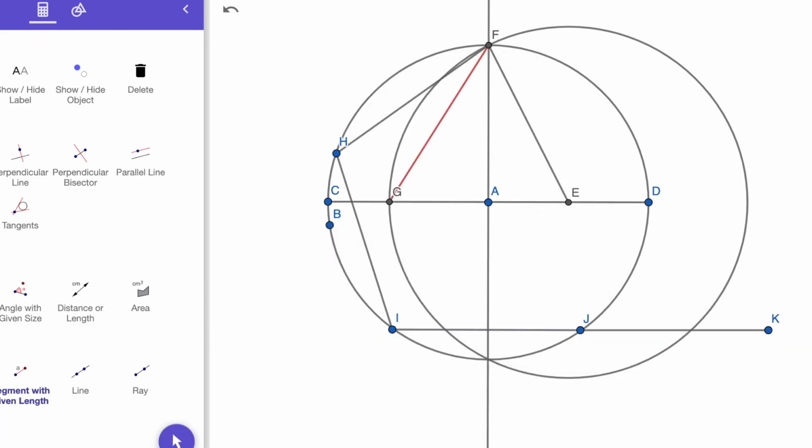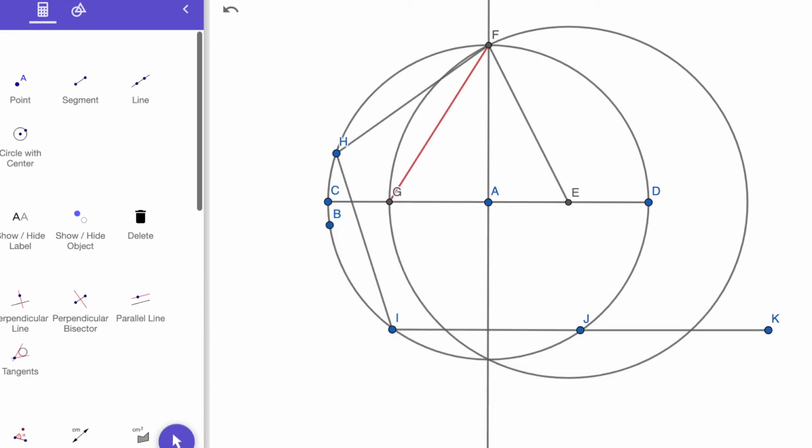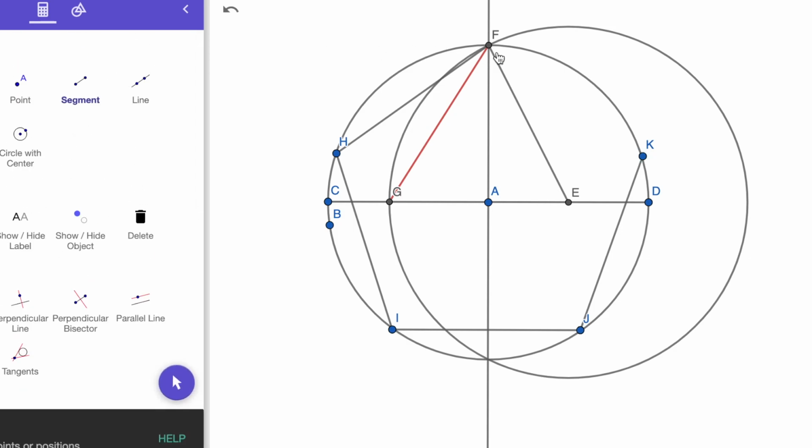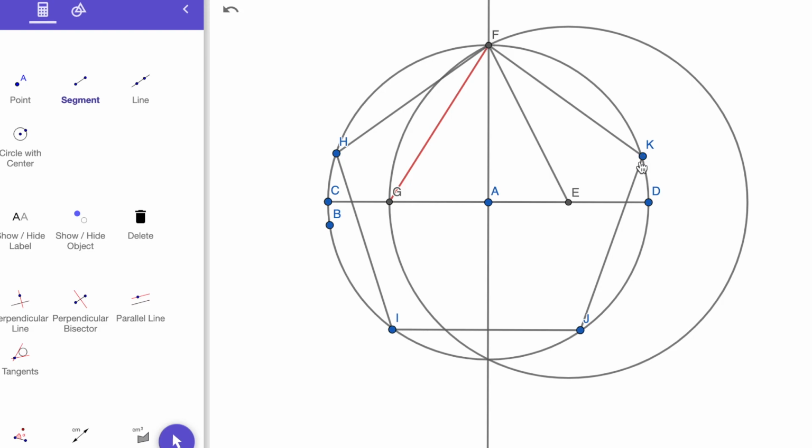So again, F to G, we just need to then reposition it. And then our last one will make a perfect pentagram. And so I really don't need to do that, I can just connect the dots. So now I have a pentagram. So let's erase or hide the things we're not using anymore.